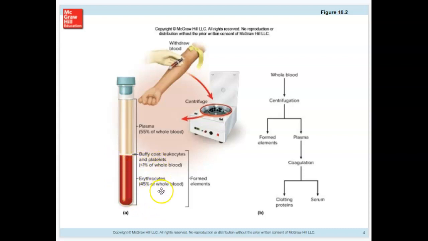And among these solids, we have three kinds of formed elements. We have erythrocytes or red blood cells. We have leukocytes or white blood cells, and we have pieces of cells, pieces of cytoplasmic parts called platelets. Erythrocytes are for transporting gases such as oxygen and carbon dioxide. And by the way, it's the only mature cell without a nucleus. It's an enucleated cell in our body.